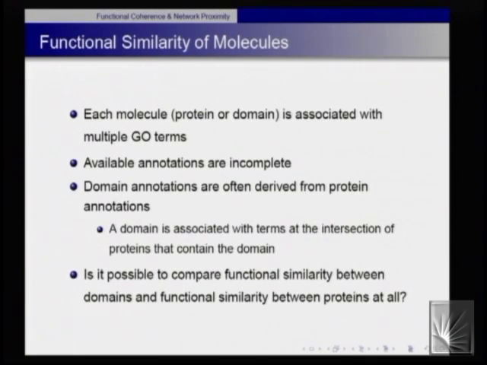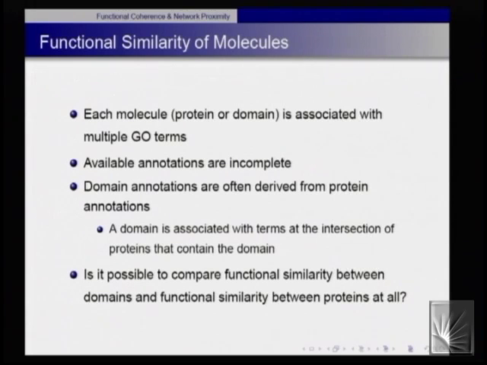So we would use this, but then we ran into the problem of, okay, we can compare two functions on the tree, but our proteins or our domains are actually associated with multiple nodes on this tree. And second, the domain annotations are derived from protein annotations. Protein annotations are derived from domain annotations. Domain interactions are inferred from protein interactions. So we are comparing those two things, but all the information depends on each other. It is incomplete, so on and so forth.